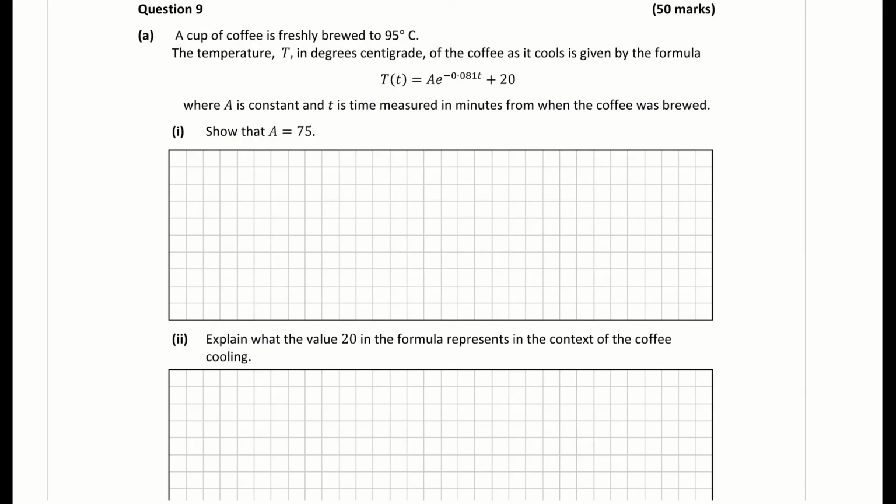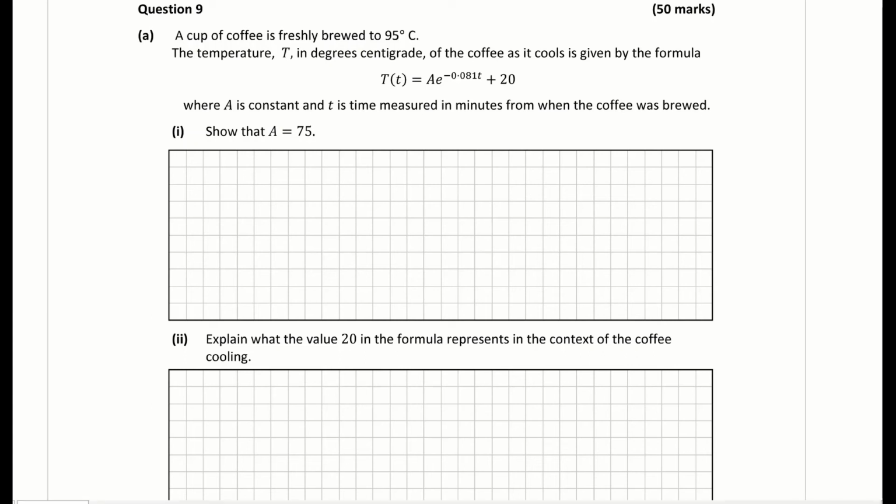Question 9a. A cup of coffee is freshly brewed at 95 degrees centigrade. Temperature T in degrees centigrade of the coffee as it cools is given by this formula. A is a constant, T is the time measured in minutes. Part 1, show that A is equal to 75.